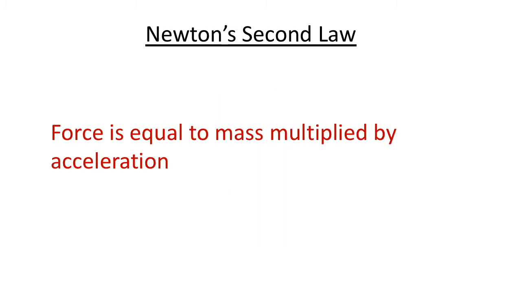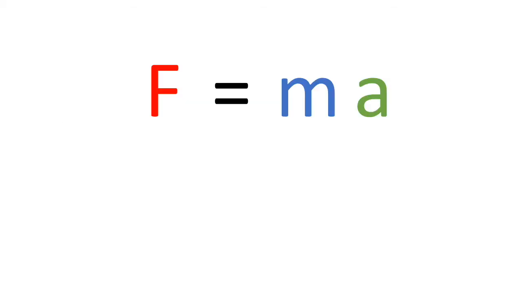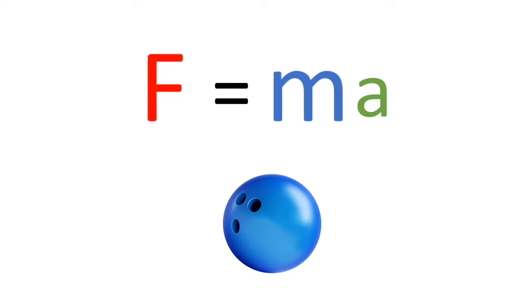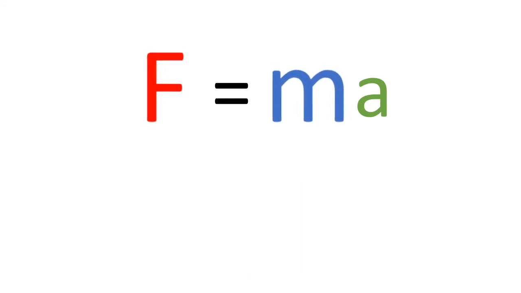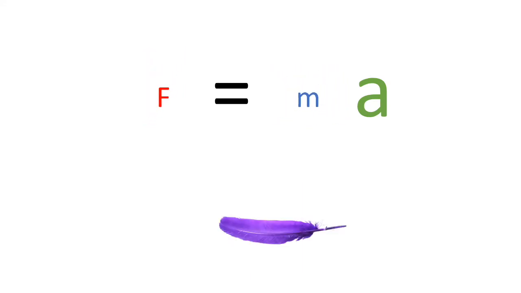Newton's second law states that the force on an object is equal to its mass multiplied by its acceleration. We can write this as an equation like this. Force equals mass times acceleration. F equals ma. This means that the larger the mass, the larger the force, and the smaller the mass, the smaller the force.